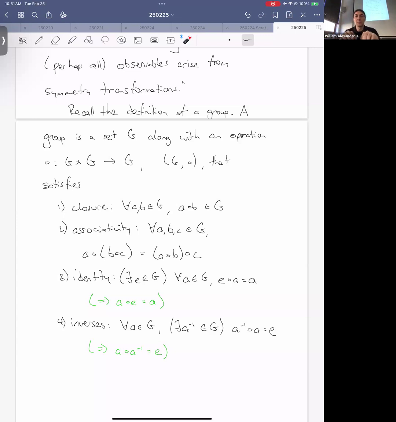And what we'll go through in more detail next time is that we want to prove that symmetry transformations form a group. And that's going to have some important consequences, as I alluded to earlier.